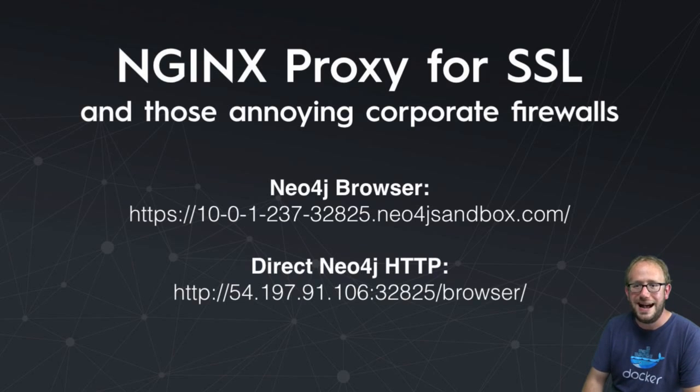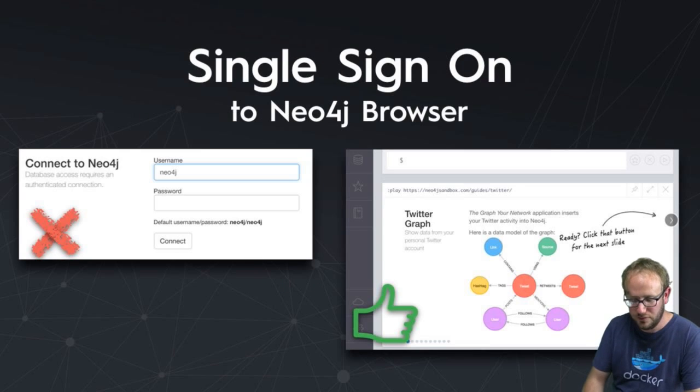We also wanted to add SSL support while having a valid SSL certificate. So we put an Nginx proxy for SSL in front of the sandbox, and that accomplishes both of those goals. We're on a standard port 443, and we have a valid SSL certificate, and then it proxies that traffic through to your actual Neo4j instance.